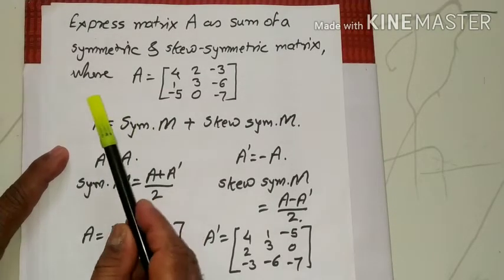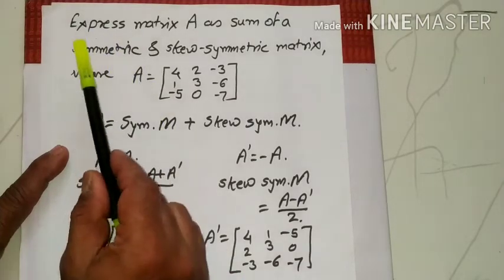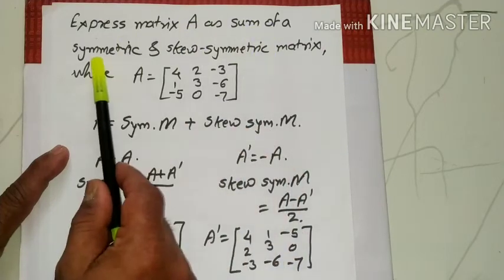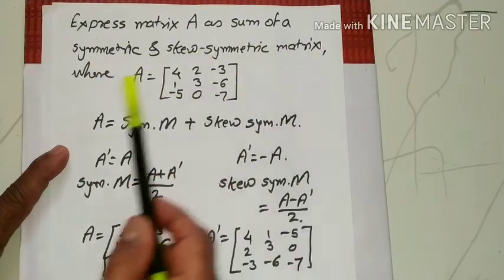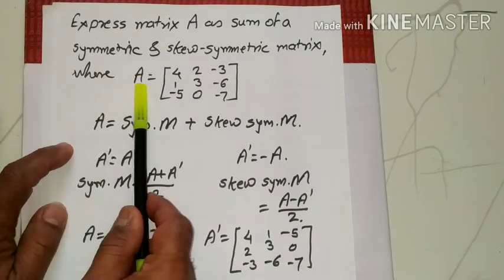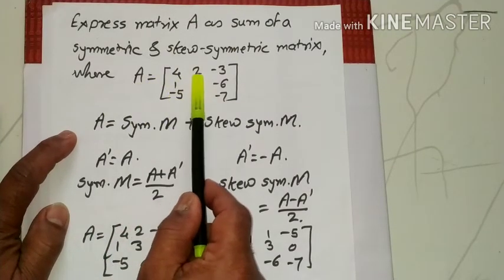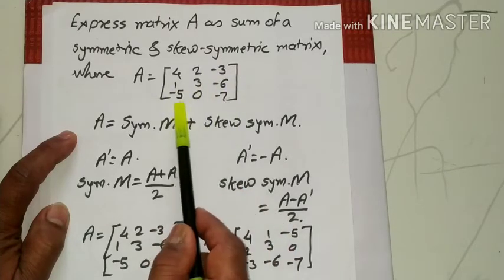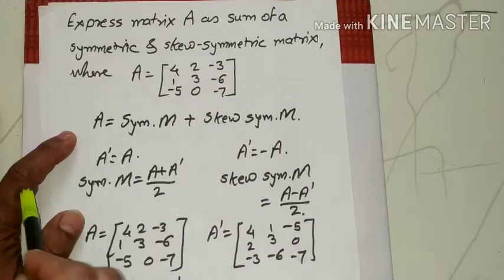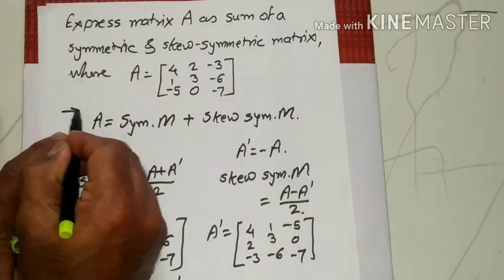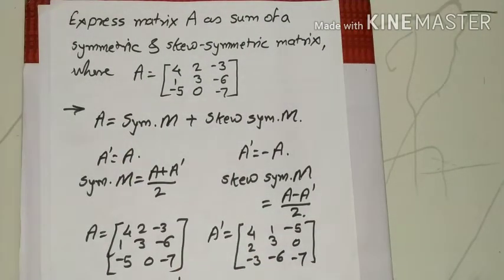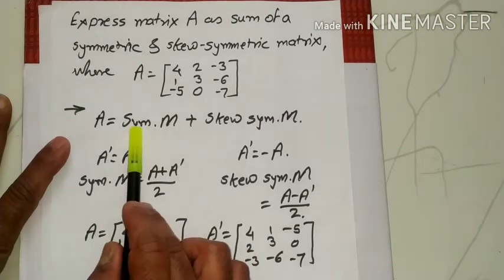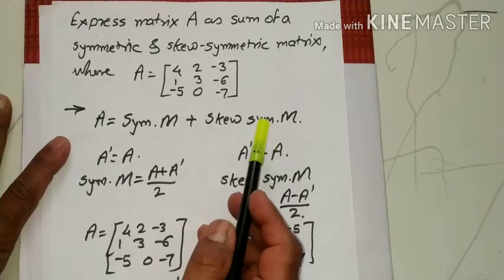For symmetric and skew symmetric matrix, consider an example: express matrix A as sum of symmetric and skew symmetric matrix, where A is equal to matrix 4 2 minus 3, 1 3 minus 6, minus 5 0 minus 7. Any square matrix is converted into sum of symmetric matrix and skew symmetric matrix.